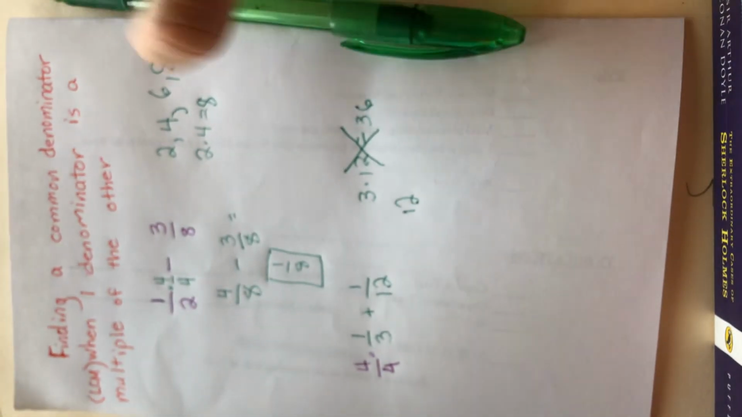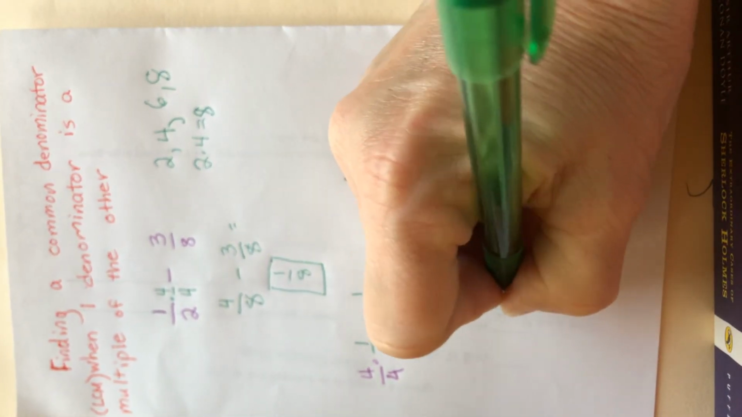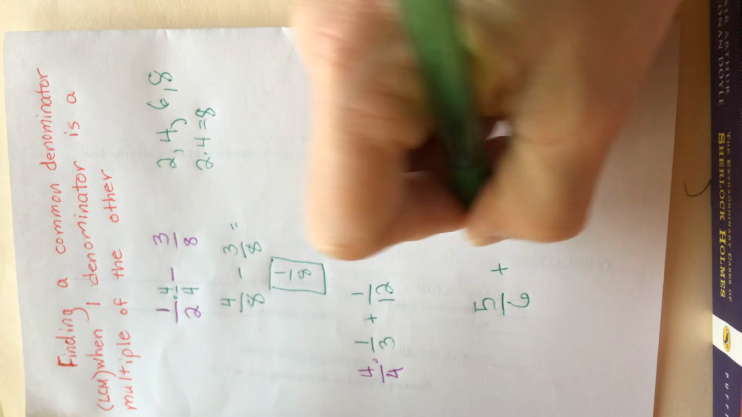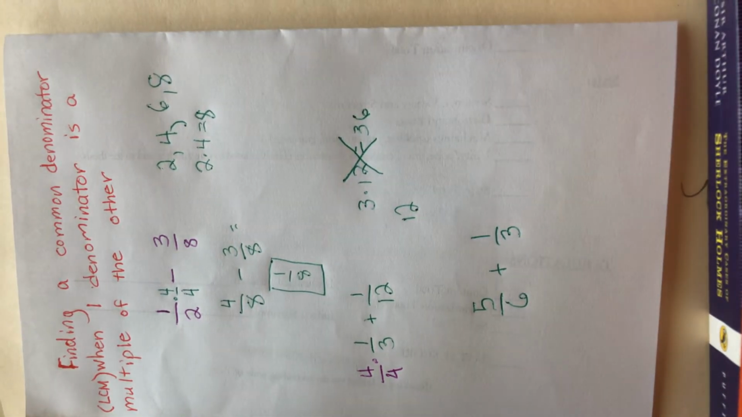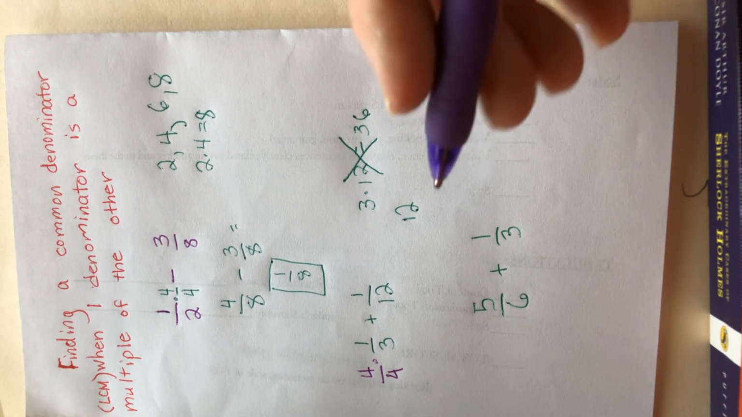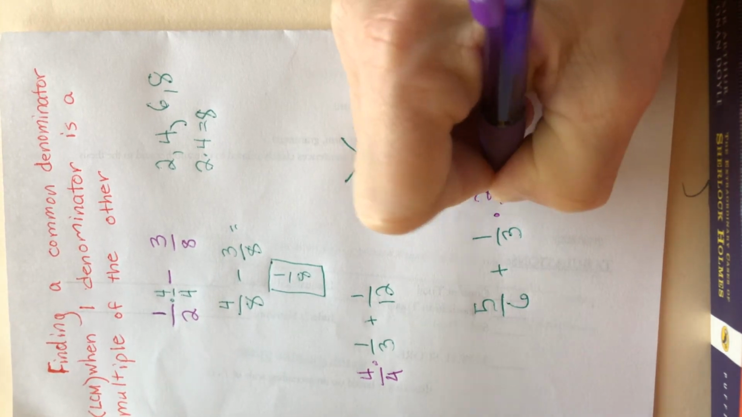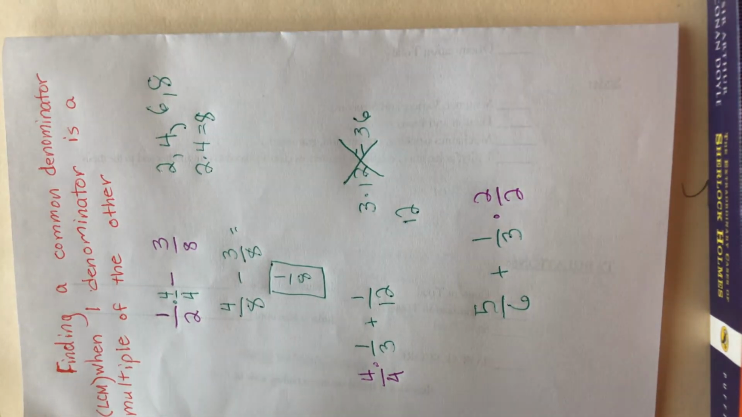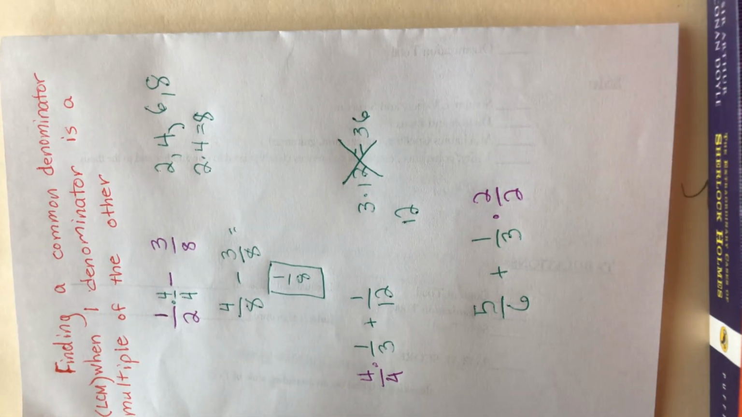Okay, how about this one? 5/6 plus 1/3. Well, 6 is a multiple of 3, so I can just multiply 3 by 2. So I'm going to multiply that whole fraction by 2 halves, 2 over 2, and I will get 6ths.